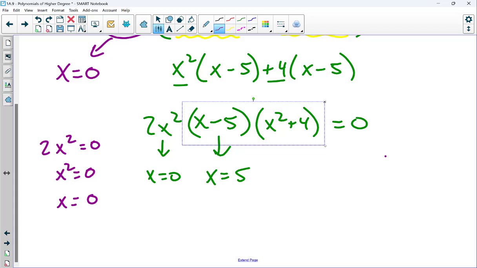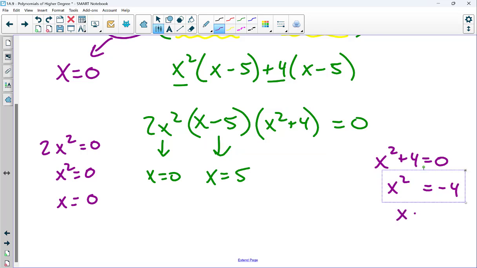If I go to solve this off to the side, subtract 4, I get negative 4, take the square root. Square root of a negative 4 is plus and minus for a square root. 2 for the 4, i for the negative. So square root of negative 4 is plus or minus 2i. So I've got plus or minus 2i.